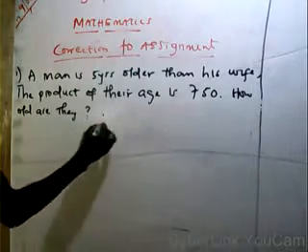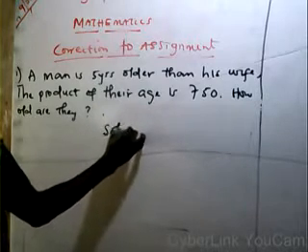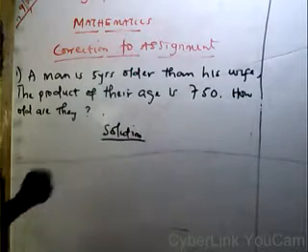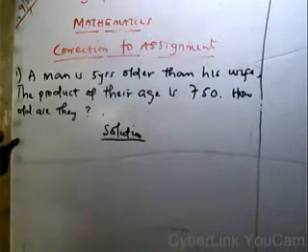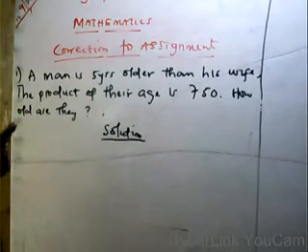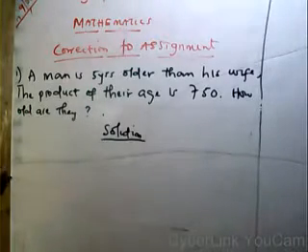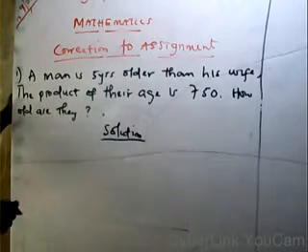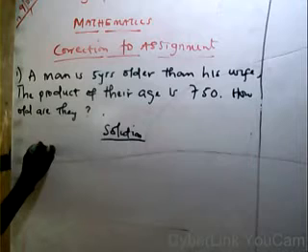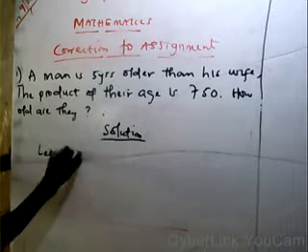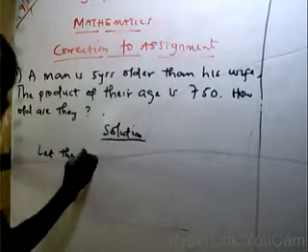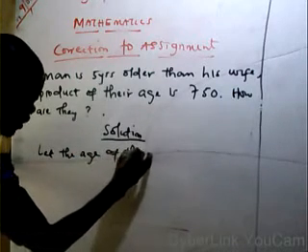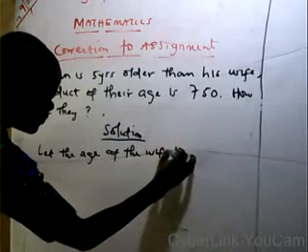Now, this kind of question, the first thing we will let is the age of the wife, because the age of the man depends on the age of the wife. Before we can know the age of the man, we have to know the age of the wife first. So let the present age of the wife be Y.